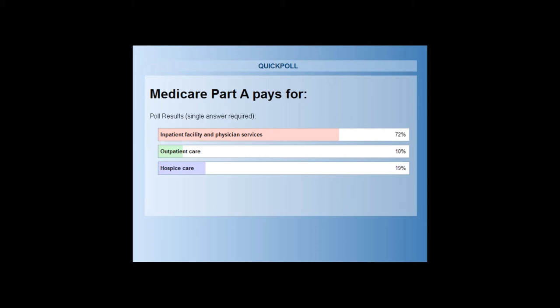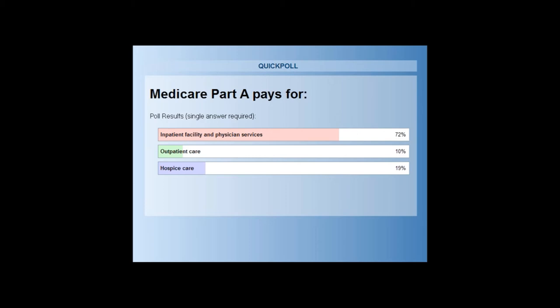So what does Medicare A pay for? It pays for inpatient services. Medicare B pays for outpatient and physician services. Now, inpatient claims are on UBs. Outpatient claims sometimes are on UBs, sometimes on 1500 forms, but they're both Medicare B. Hospice services are generally paid for under Medicare A.